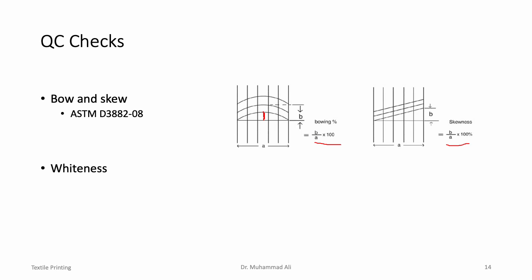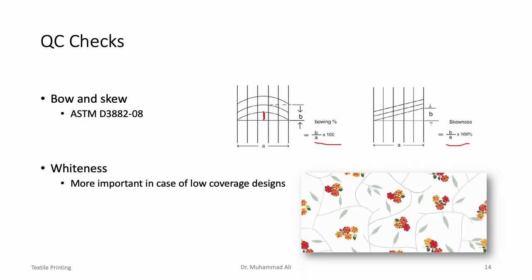We are, of course, interested in getting a certain degree of whiteness in the fabric before printing. This is more important in case of designs which are known as low coverage designs, such as the one shown in this image here. If you look at this design, you will see that a lot of ground fabric, the white unprinted fabric, is visible after printing. So if we are printing such a design, we will of course be very interested in the whiteness of the ground fabric.